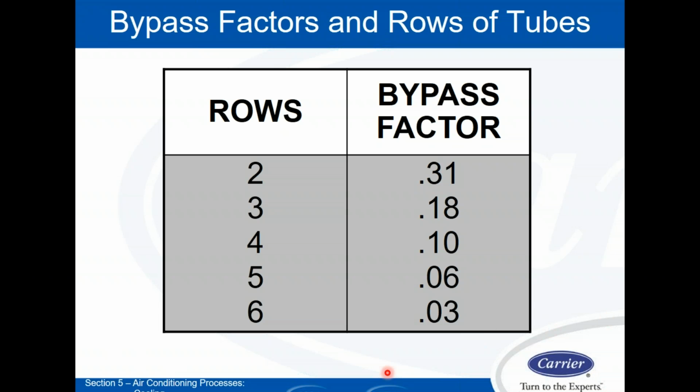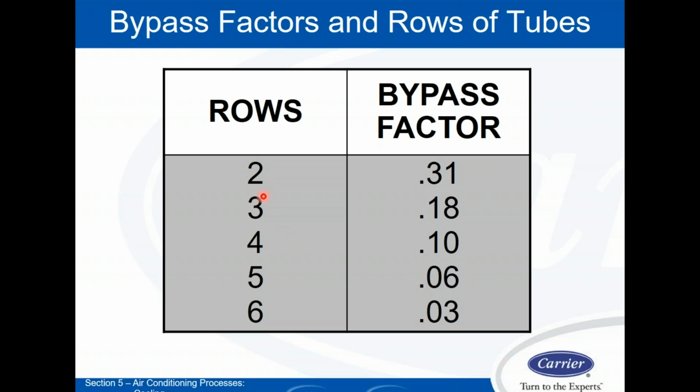As mentioned, there are different things that affect the amount of bypass. So those same coil rows we had before on the psych chart: 2, 3, 4, 5, 6 rows of coil. Here are typical bypass factors associated with those for DX coils. So as you can see, on a 2-row DX coil, 31% of the air typically doesn't touch anything. It goes straight through the coil and touches nothing, right?